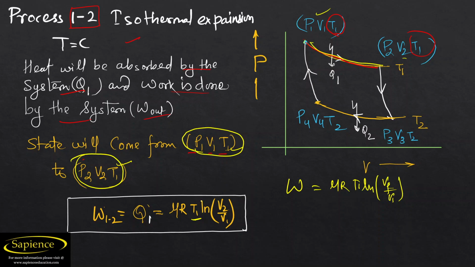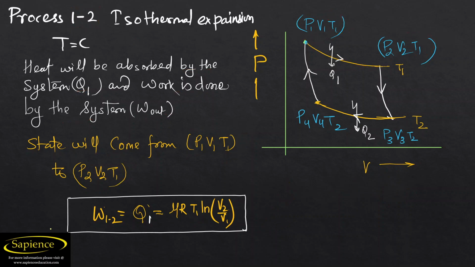It is mu R T1 multiplied by ln V2 by V1. Why V2 by V1? Because V2 is the final and V1 is the initial volume. As per the previous formula, we have already discussed this. If you want to know how to find the work done, you can just watch the previous video, I think it's the third part. There you will be able to understand why I am writing this work done from 1 to 2 as mu R T1 ln V2 by V1. I hope you have understood now.